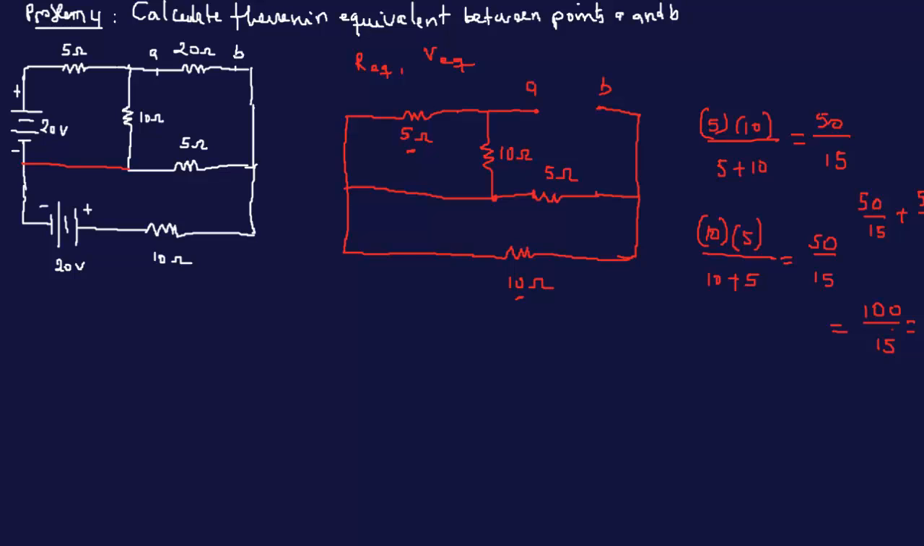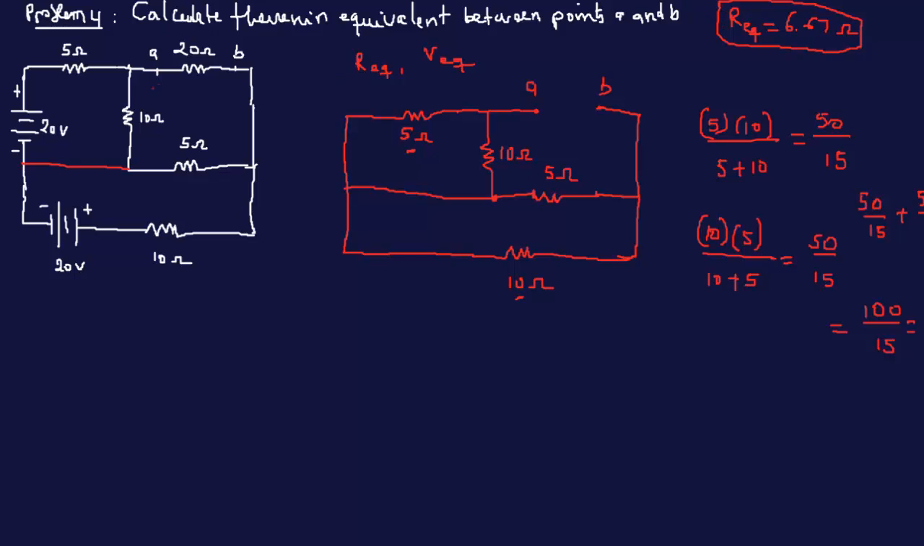Let me calculate that. 6.67. What am I calculating? R, so that's ohms. Okay. So REQ, we're done with that. That's 6.67 ohms. So now we have to calculate VEQ.